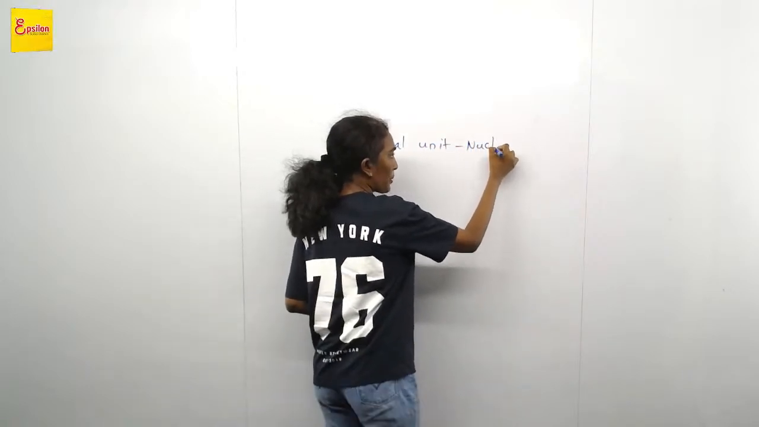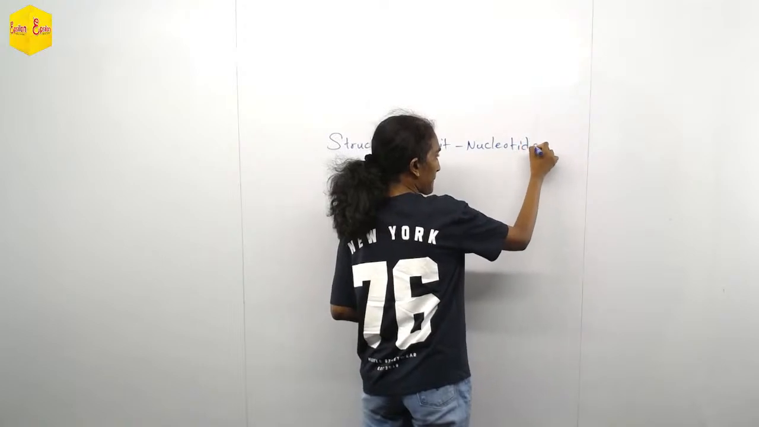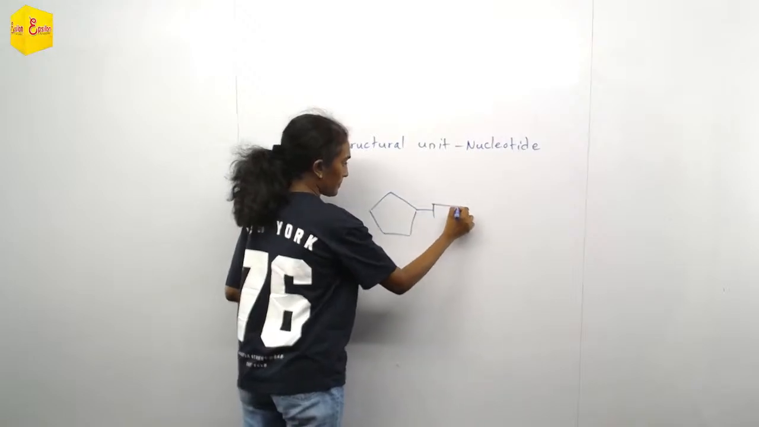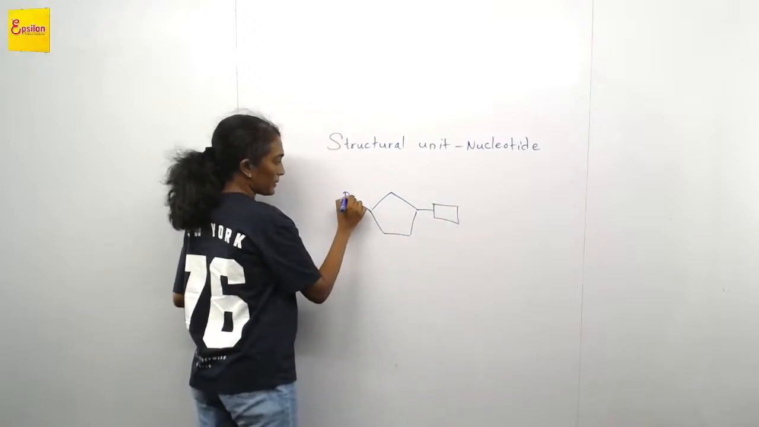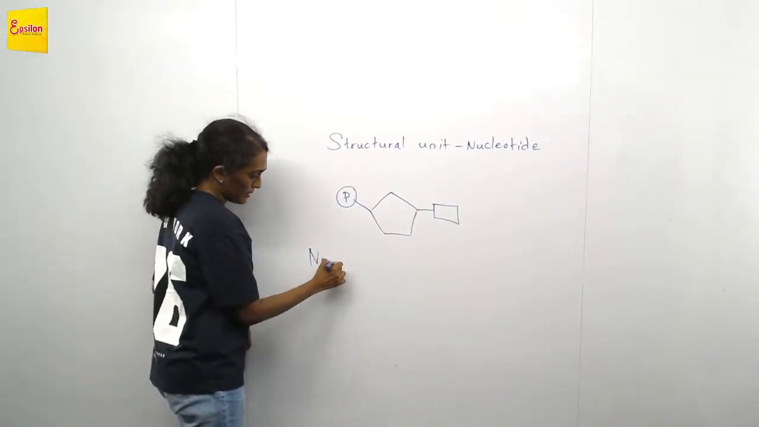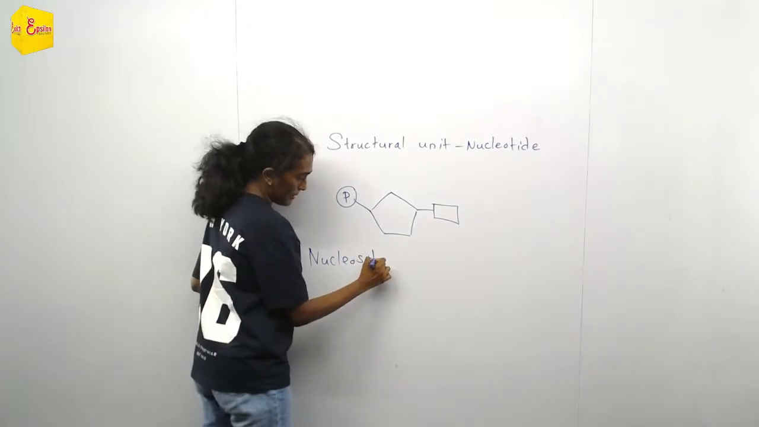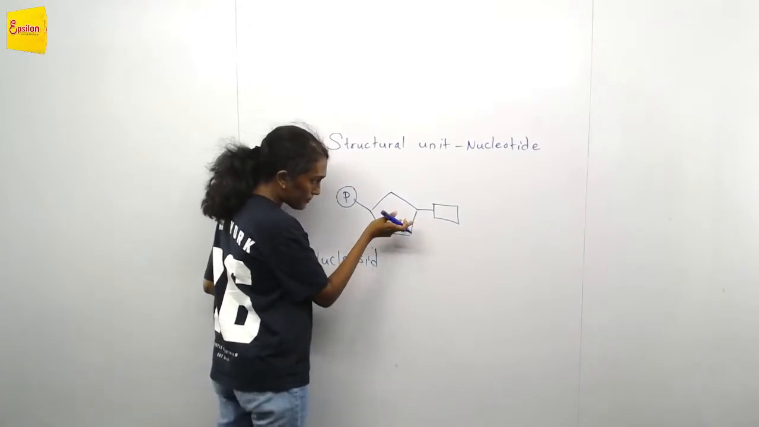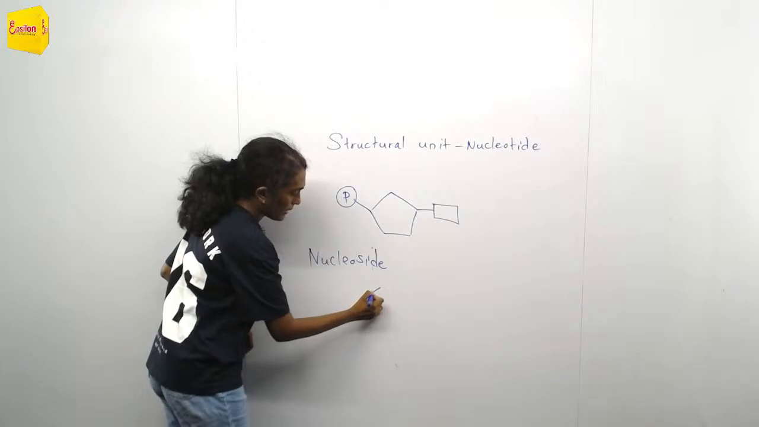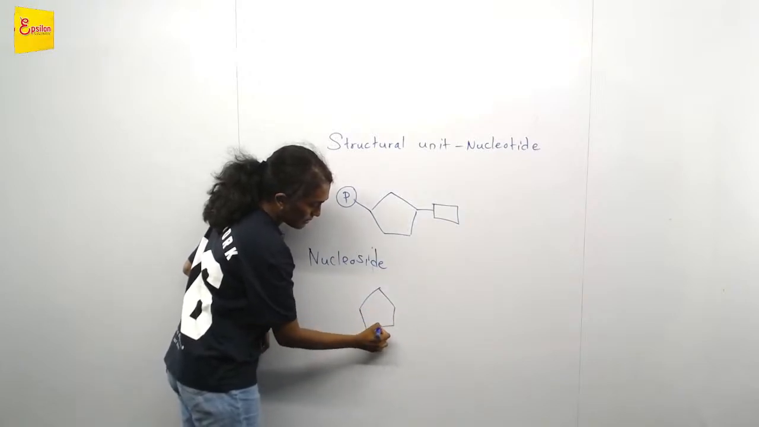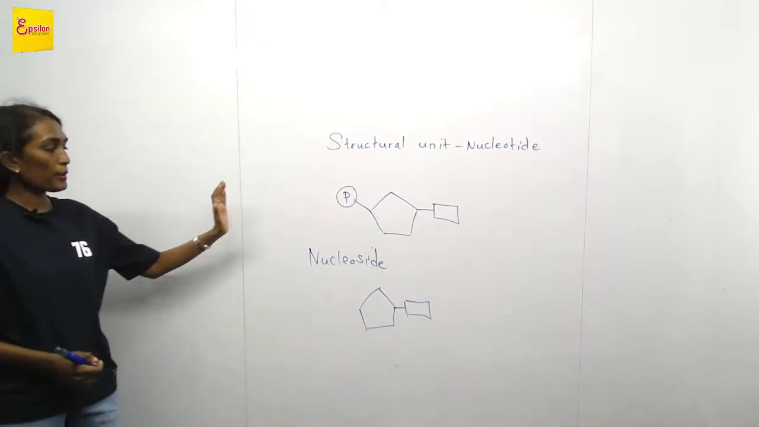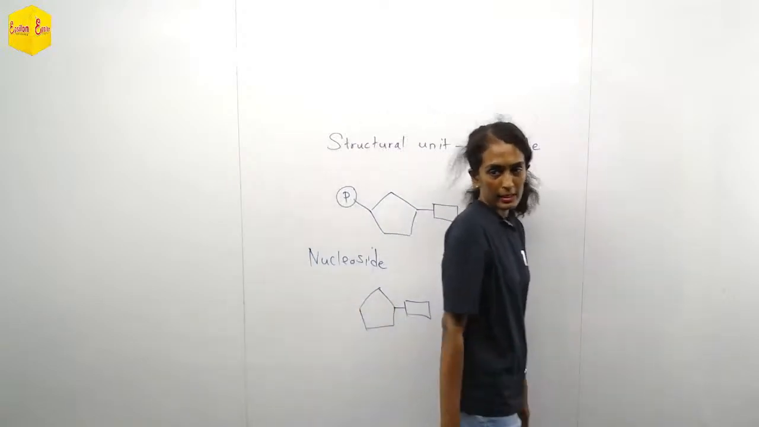What are the components of a nucleotide? Phosphate group. Alright, so this is a nucleotide. So then what is a nucleoside? A nucleotide without the phosphate group. So this is a nucleoside here, right?